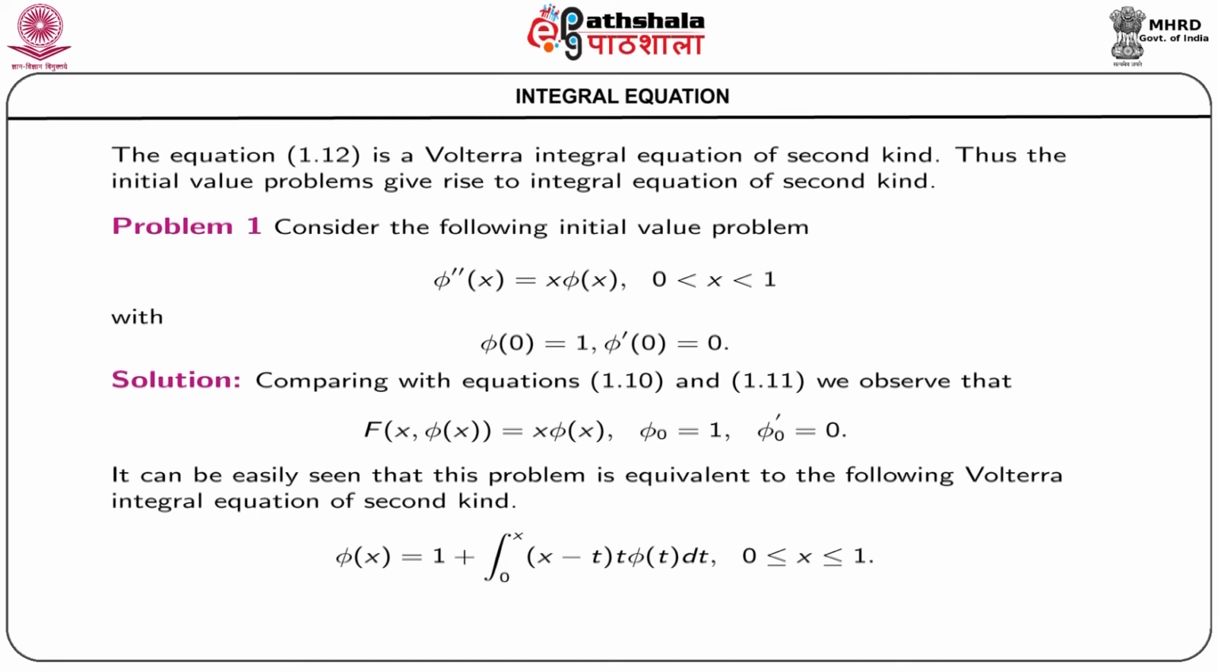Now we shall consider a problem. Problem 1, we consider the initial value problem given by phi double dash x equal to x phi(x), where x lies between 0 and 1. The initial conditions are phi at x equal to 0 is 1, and phi dash at x equal to 0 is 0. Here dash and double dash represent differentiation and double differentiation with respect to x.